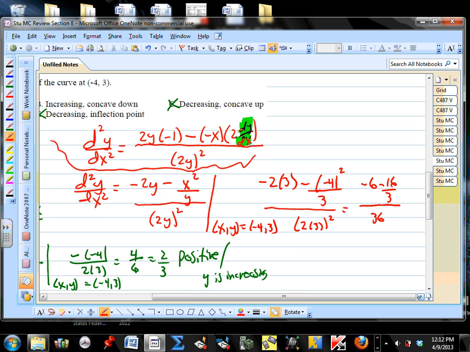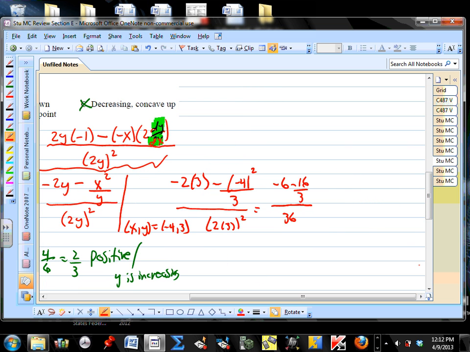And keep in mind, we don't really care so much about the number value, so I want to tell if we have positive or negative. Well, negative 6 minus 16 thirds is going to be negative something, negative 34 thirds if you wanted to keep track. And 36 is positive, so negative over positive equals negative. So that means our second derivative is negative, telling us about the concavity. Our function is concave down.